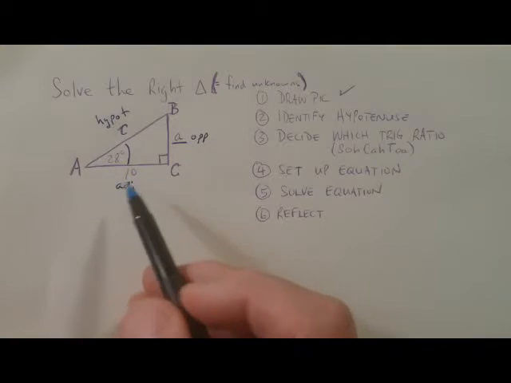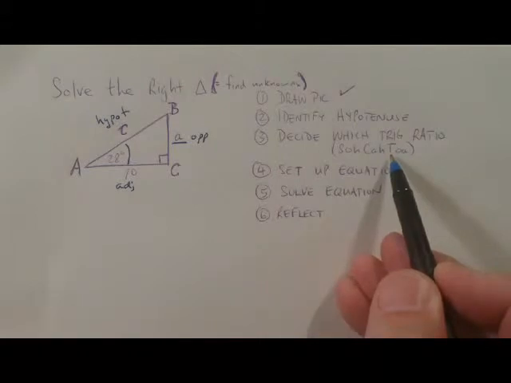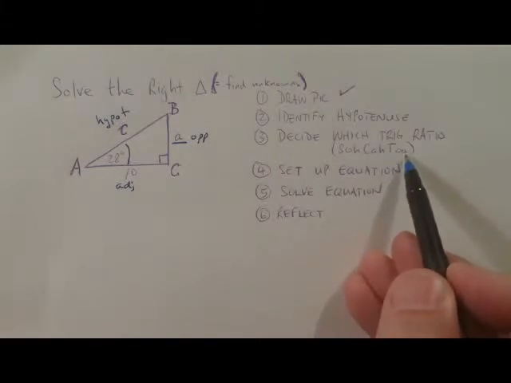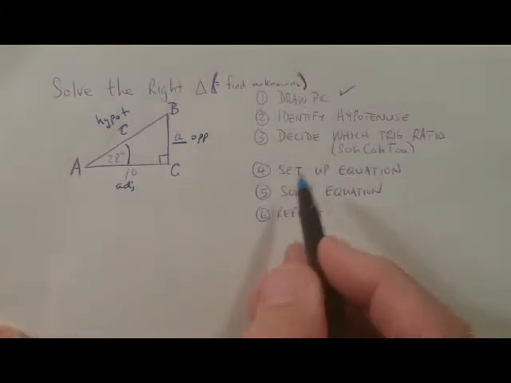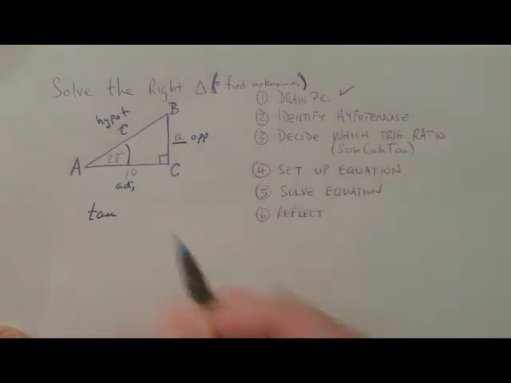So I need the trig ratio that deals with opposite and adjacent. And my mnemonic over here says that's going to be tangent. Tangent is opposite over adjacent. So that does step 3. We're going to use tangent. Tangent of what? Tangent of an angle.